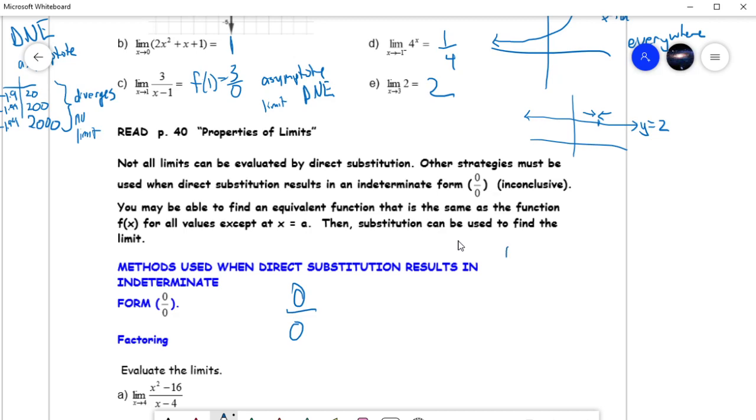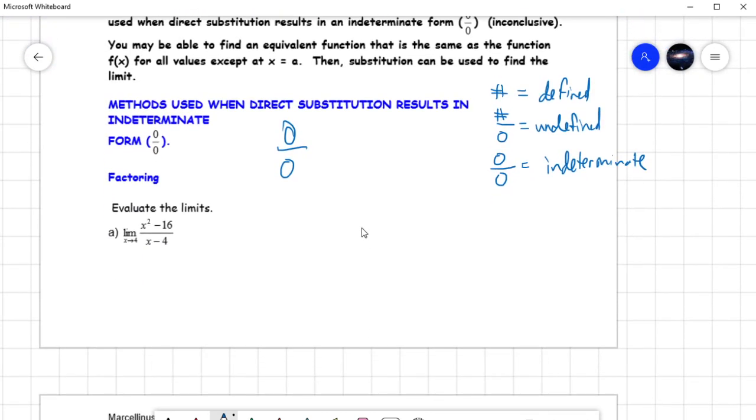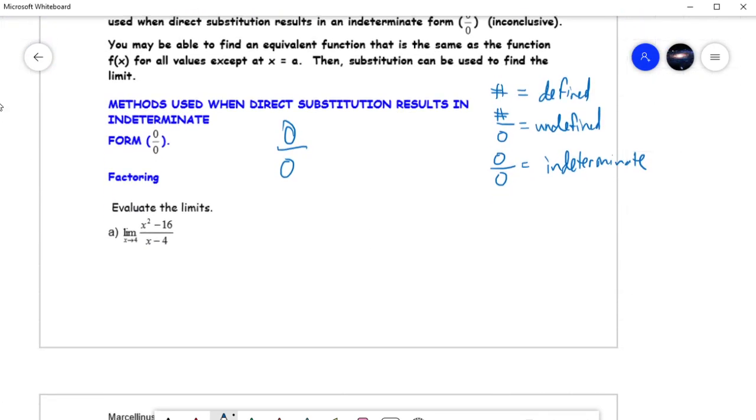Now remember, number over number is defined. Number over 0 is undefined. 0 over 0 is indeterminate, which means we don't know what it is. Indeterminate, right? It's not determined. We don't know if the limit exists, or if it's an asymptote, right? So this is why we have to investigate 0 over 0, because sometimes it'll produce an asymptote, sometimes it'll produce a hole. Depends, right? Let's take a look at an example.